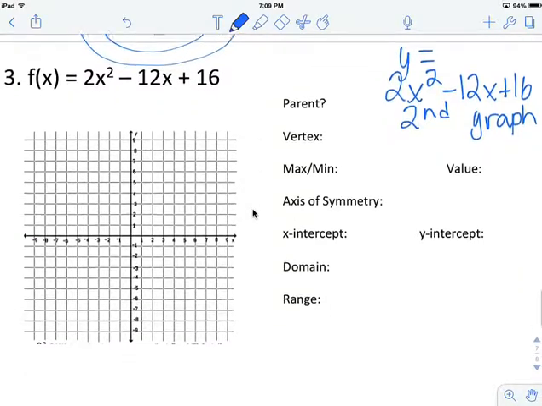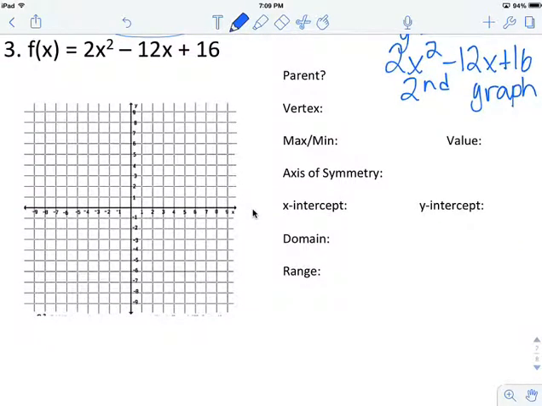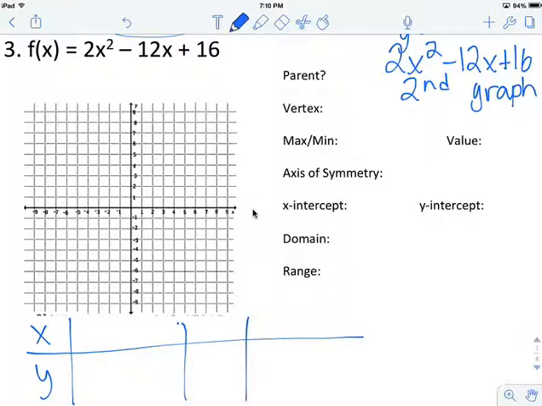Take a second to look through the table and try to find where our axis of symmetry is, where we are centered around. You should see that we are symmetric around where x is 3. So we're going to kind of center our table around 3.